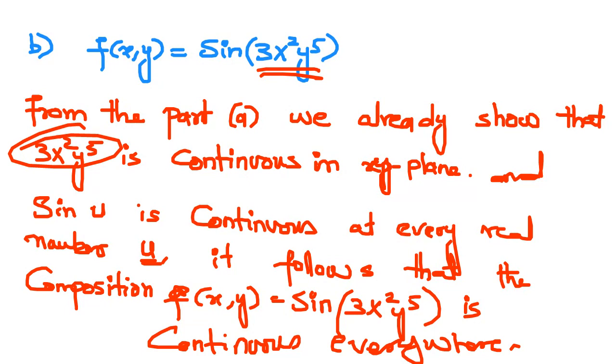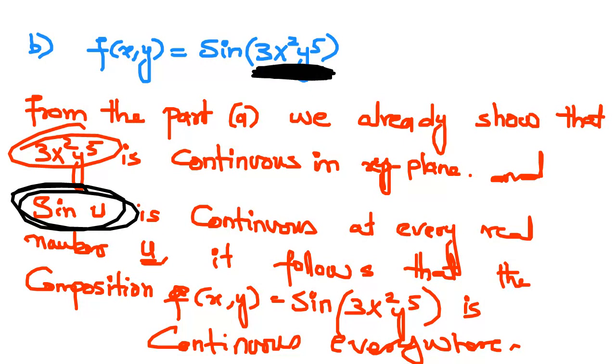So we already know that this function is continuous because this is the product of two polynomials, and we already know that sine of u is continuous. So if we use the composition, that composition, sine of 3x square y power 5, is also continuous. Okay, so this is the example which you can use from the statement of the theorem to decide whether it is continuous or not. Is this clear?